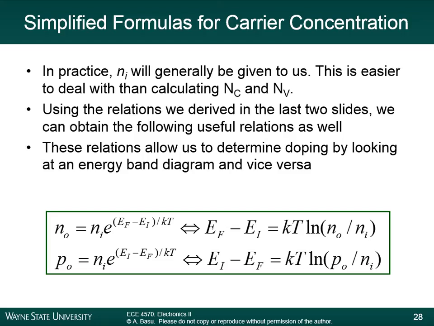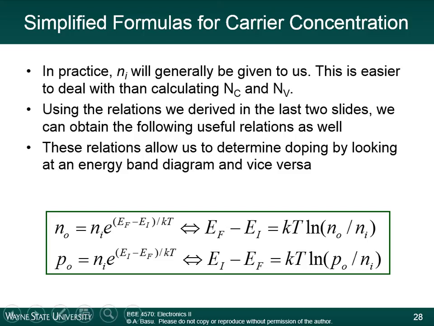Last time in class, we talked about the fact that the position of the Fermi level tells you whether you have an intrinsic, n-type, or p-type semiconductor. What happens if the Fermi level is close to Ec? What type of semiconductor do we have? We have n-type. If it's close to Ev, it's p-type. And what if it's right in the middle between Ec and Ev? That's the intrinsic semiconductor. The position of the Fermi level will tell you what the carrier concentrations are. These formulas allow you to do that, and we'll be doing an example of this.